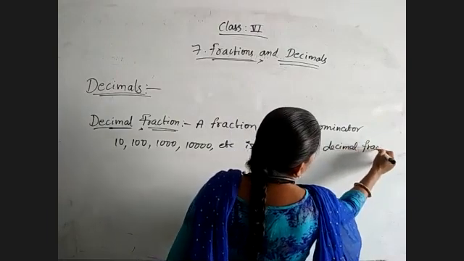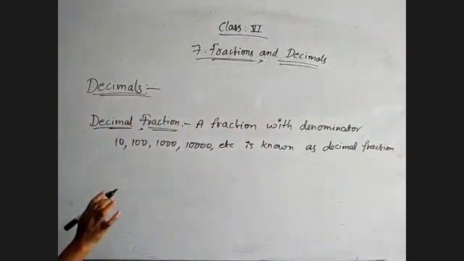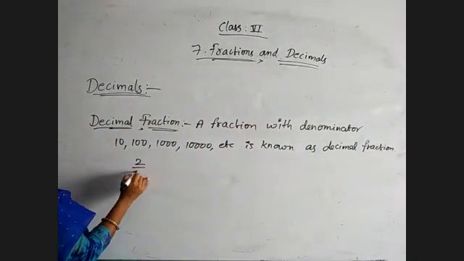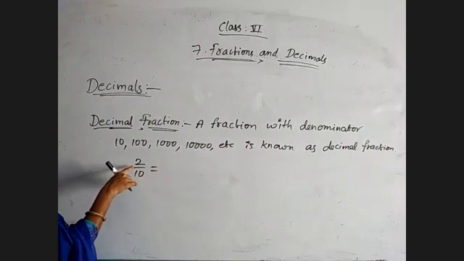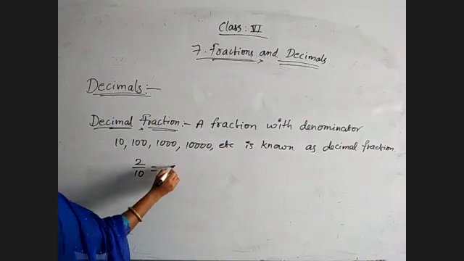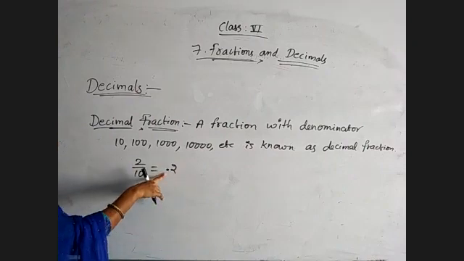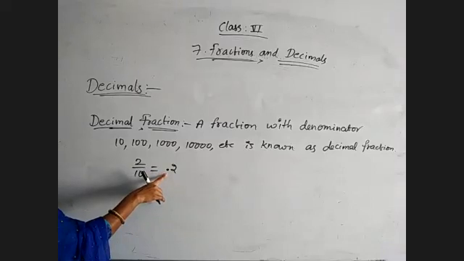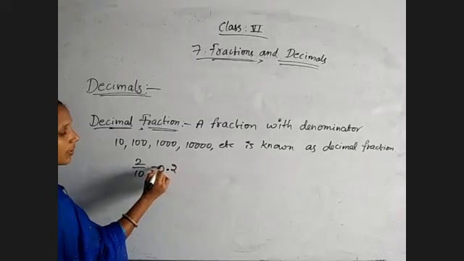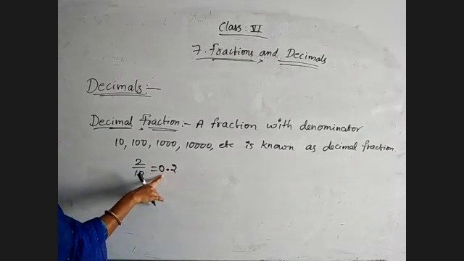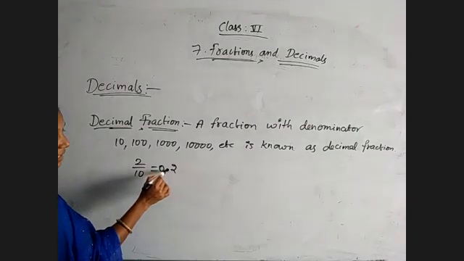And every decimal fraction we can convert into a decimal number without doing anything. So suppose I have 2 by 10, which is equal to, so only one decimal digit is there. Before that one digit we will put the point. That means before 2 we will put the point. Now it is a decimal number. It is read as 0.2. If nothing is there, we can keep 0 also, no problem. So it is indicated by a point.